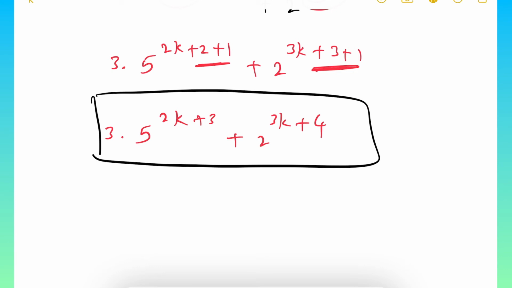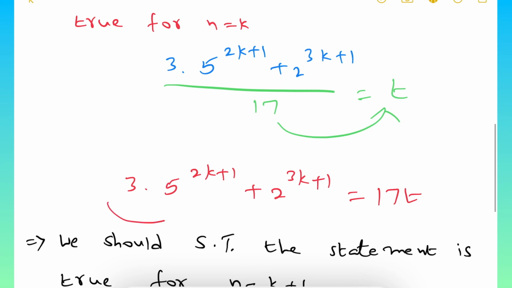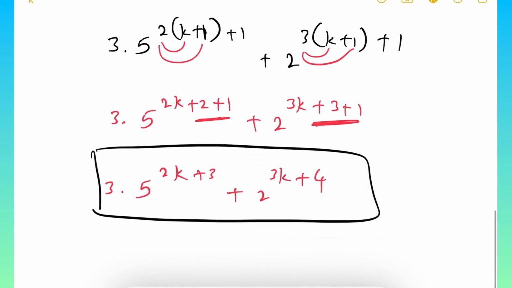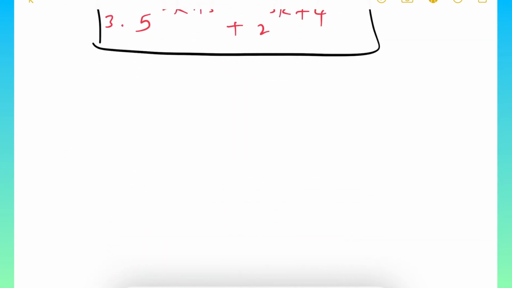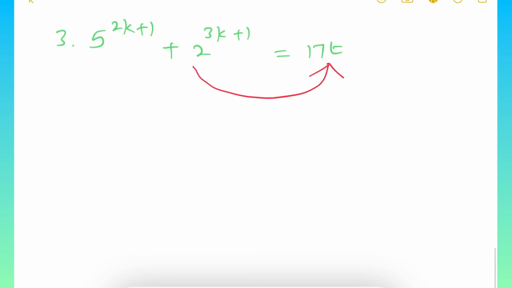Now to show this, I will take the last step, the second step. In the second step we have 3 into 5 power 2k plus 1 plus 2 power 3k plus 1 equals 17t. I will take that one. Now I will take this term to the right side, then it will become minus. So we get 3 into 5 power 2k plus 1 equals 17t minus 2 power 3k plus 1.